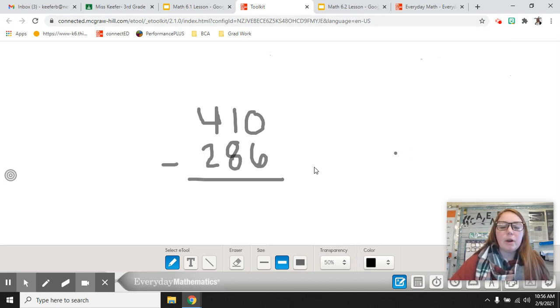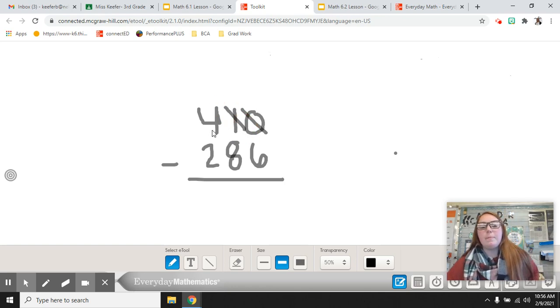Our last problem that we are going to look at is number 3, 410 minus 286. Okay, so look at your ones place. Is 0 greater than or less than 6? It's less than, so we know we're going to have to borrow. 1 minus 8. Is 1 greater than or less than 8? It's less than, so we know we're going to have to borrow from that one.